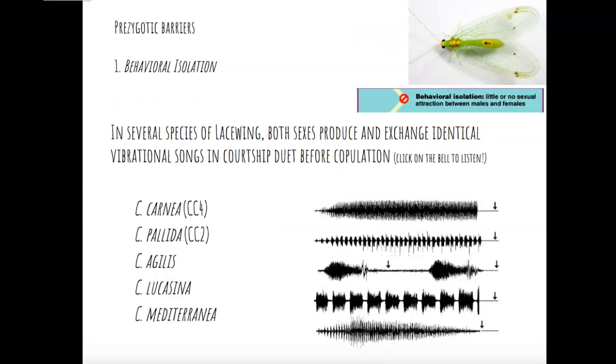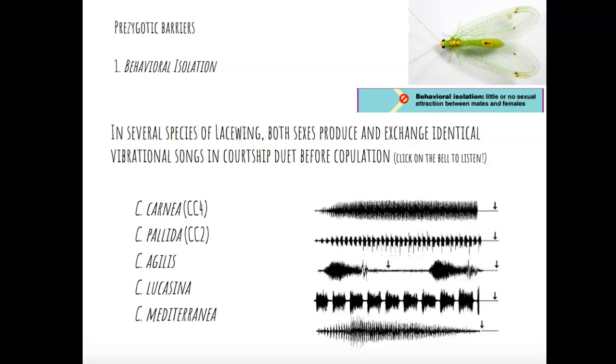The second type of prezygotic barrier is called behavioral isolation. In behavioral isolation, you have species that do not mate with each other because they have different courtship rituals. In this case, we have what are called lacewings. Lacewings are carnivorous. They eat other pests, and so they're good to have around. All species of lacewings look very similar, but they have different courtship songs. So when a male and a female lacewing are trying to mate with each other, they will sing a song, and if that song doesn't match, they won't mate with each other.